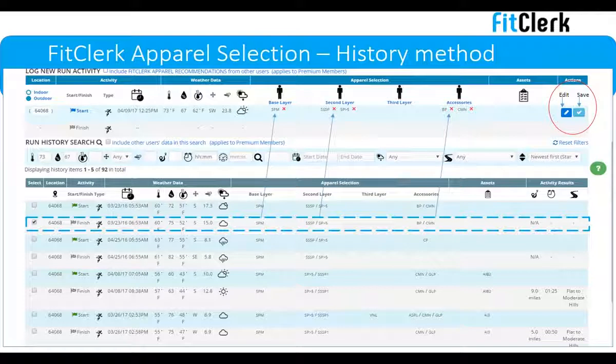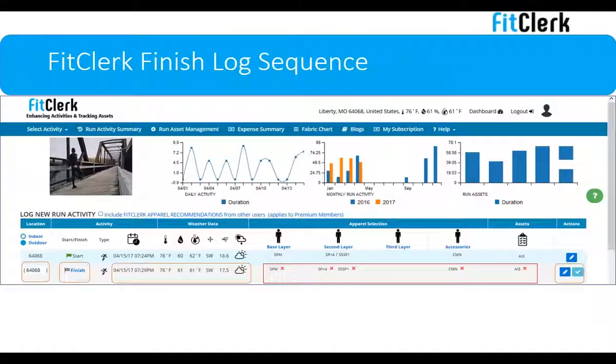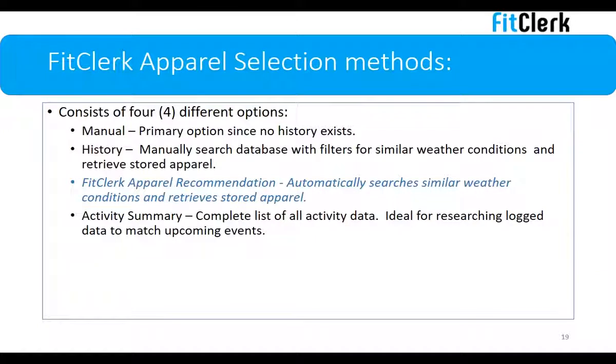It's recommended to select the finished dataset since excessive clothes may have been removed. Change apparel by clicking red X to delete or click the human icons to add clothing from pop-up windows. And next, add assets. Then edit or click the check mark to accept. And go exercise. When completed, return and finish the logging sequence by unchecking any apparel removed during the activity and save the data. The next method is my favorite feature of FitClerk software.